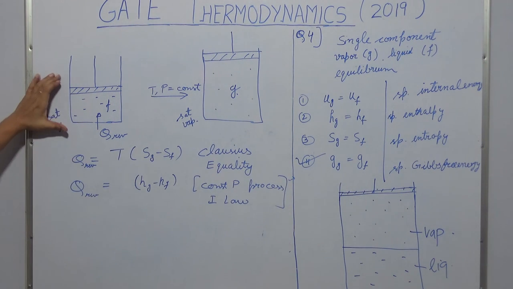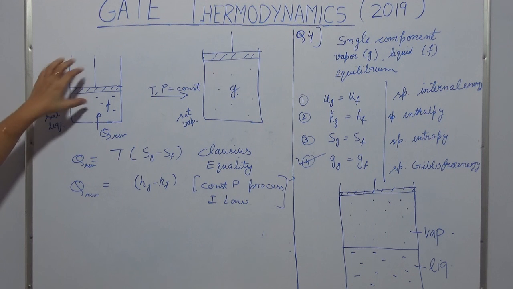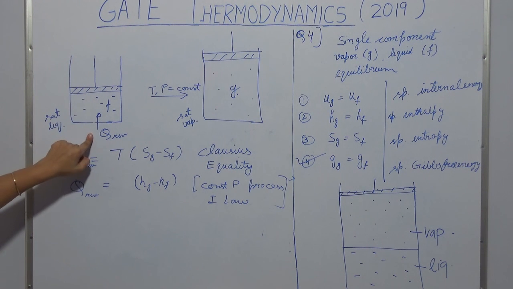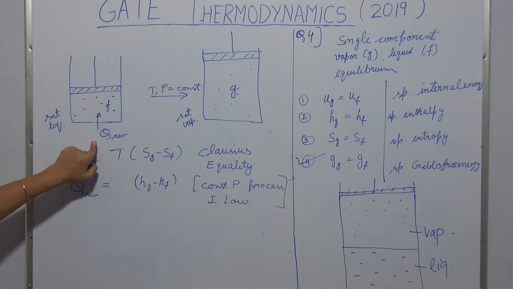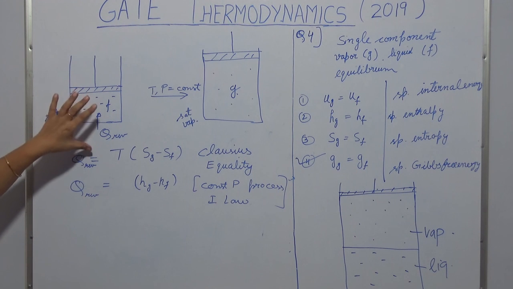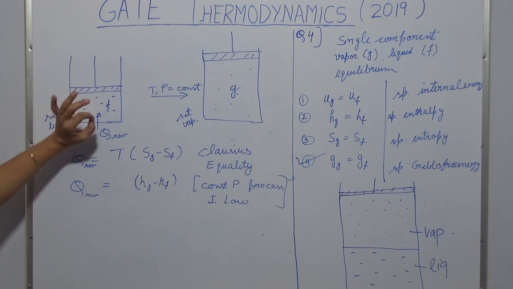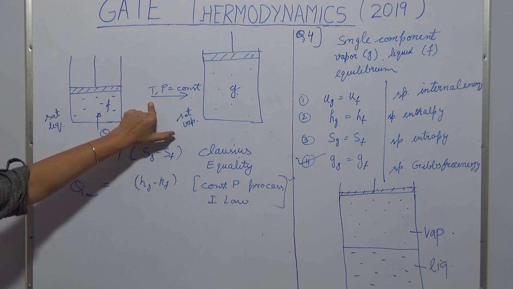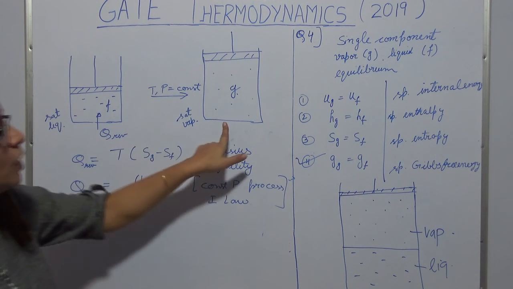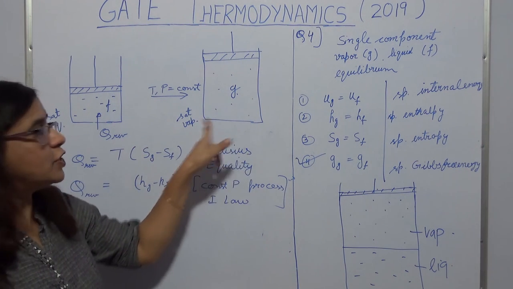So to understand that, I have taken a saturated liquid in a piston cylinder arrangement. Now let's supply Q reversible amount of heat. So in a reversible process, I am supplying Q amount of heat to it at constant temperature and pressure, and let's say that now it gets converted into saturated vapor.